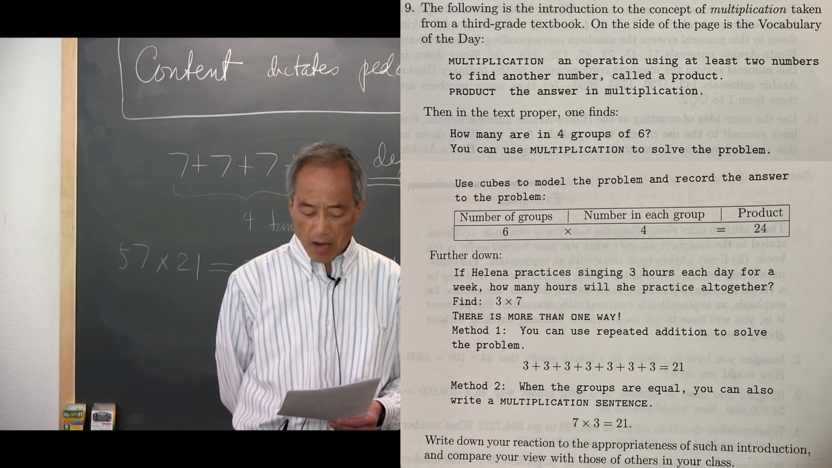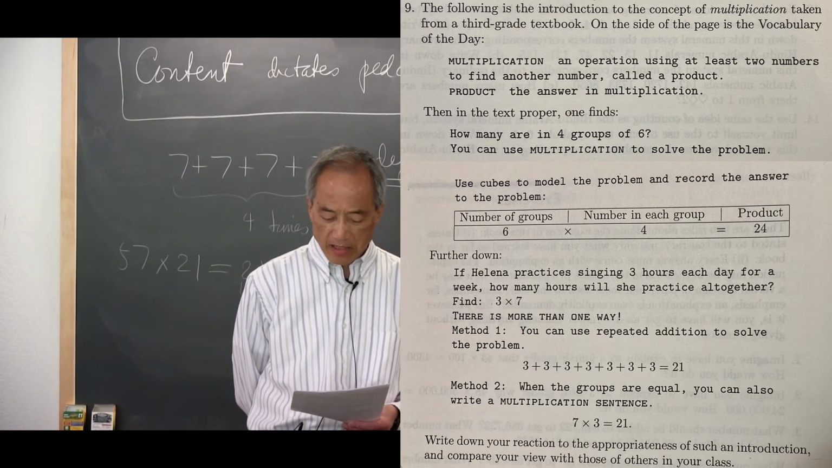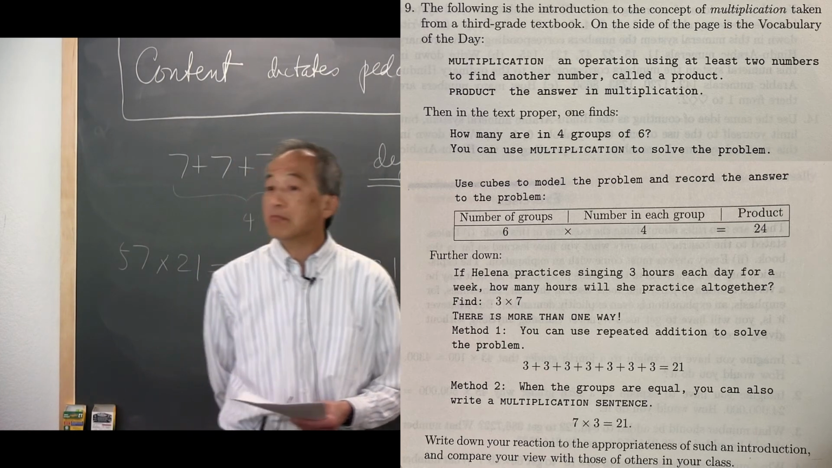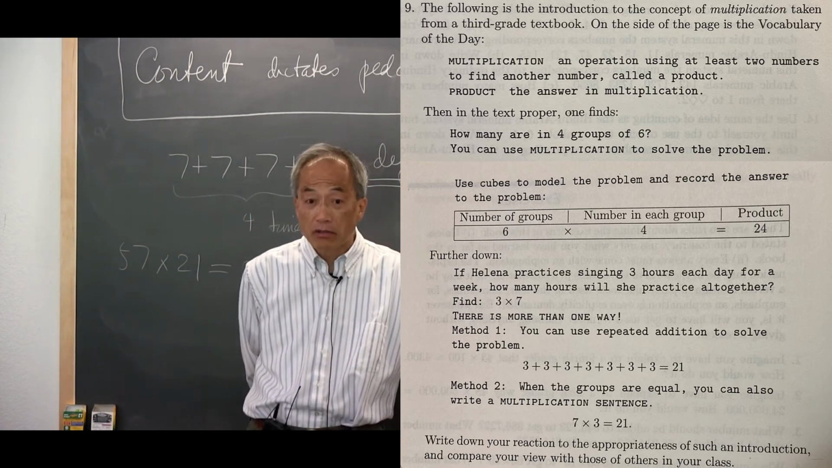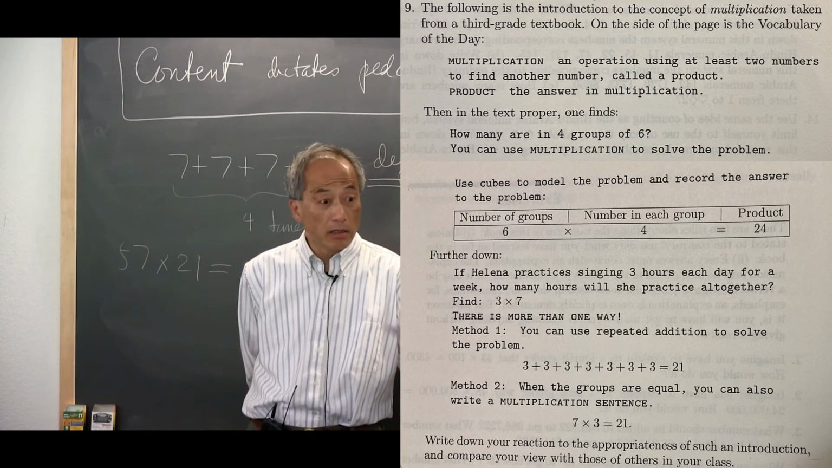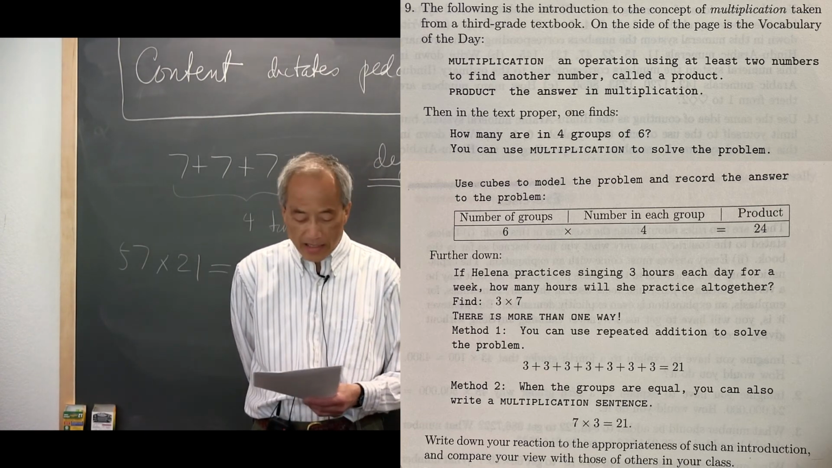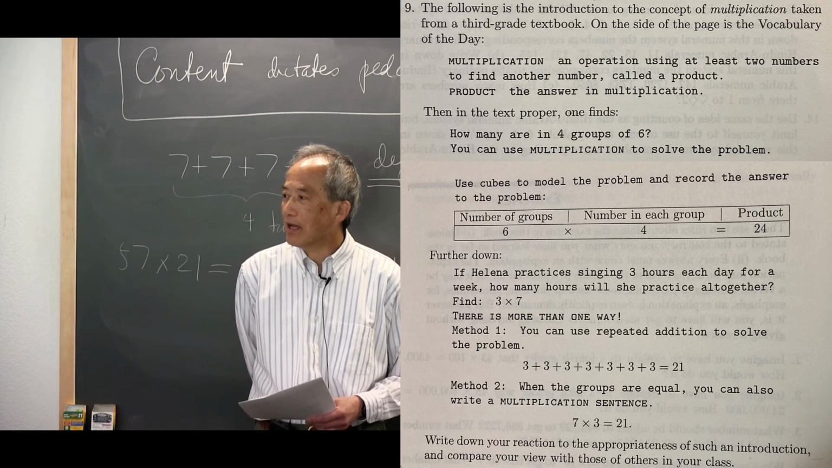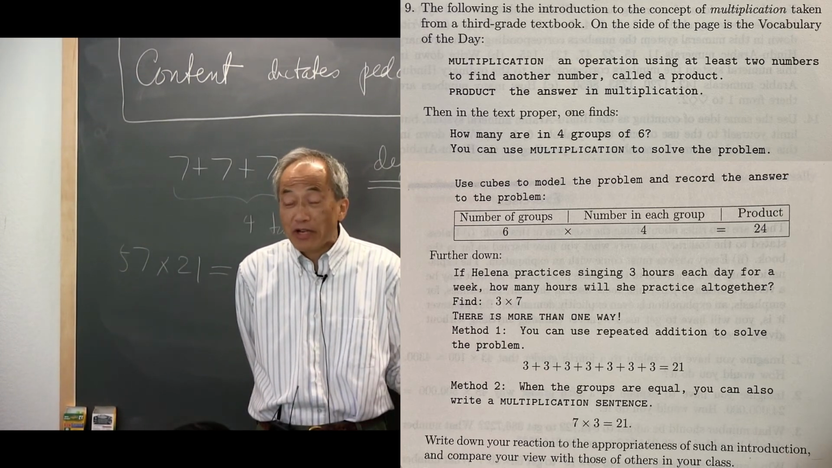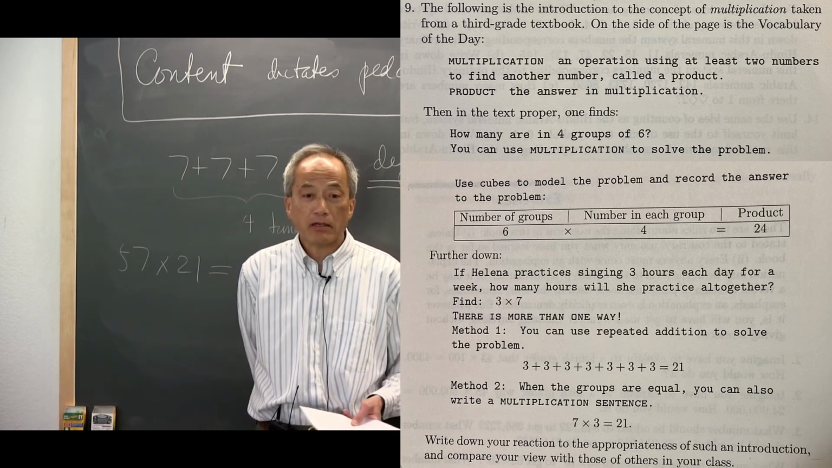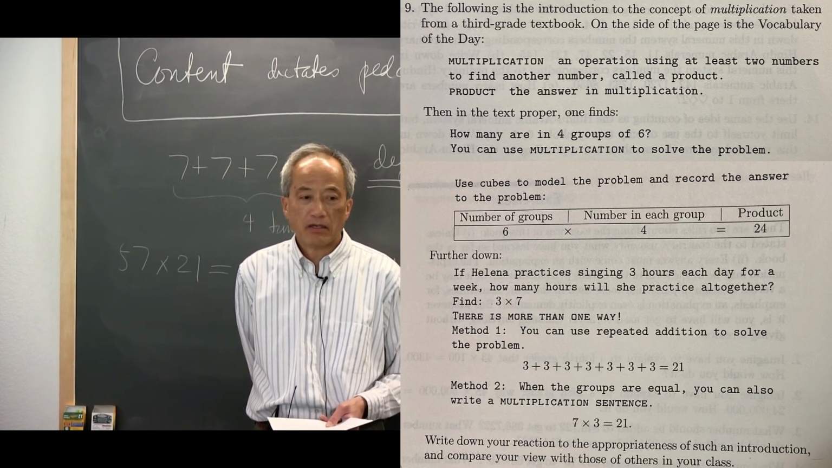An operation using at least 2 numbers to find another number called a product. What about addition? Is that different according to this? No. 2 numbers, right? Yeah. And secondly, product. The answer in the bottom. Well, you don't know what multiplication is. Why do you know what a product is? Well, you know it's the answer.